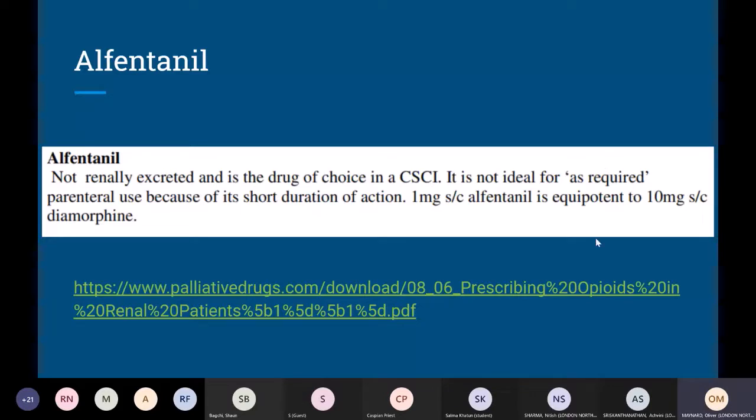However, it has a very, very short half-life. That's why we use it as a continuous infusion. We don't use it as PRNs. Yeah, and if you want some more information about these drugs, you can obviously just follow the links that I've provided there.